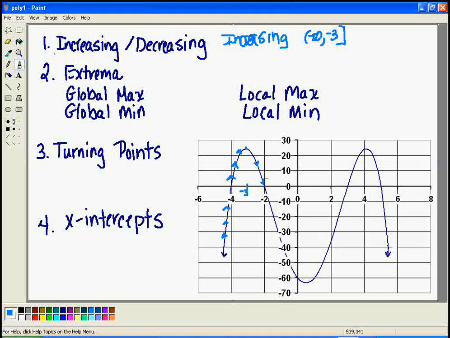All right, and now I'm going to start walking again, but I can see from -3 to approximately a half, this function is decreasing. Why? Because I'm walking downhill. So just remember, when you're walking uphill, you're increasing. When you're walking downhill, you're decreasing. So I'm going to go from -3 to, we'll just call that a positive half.